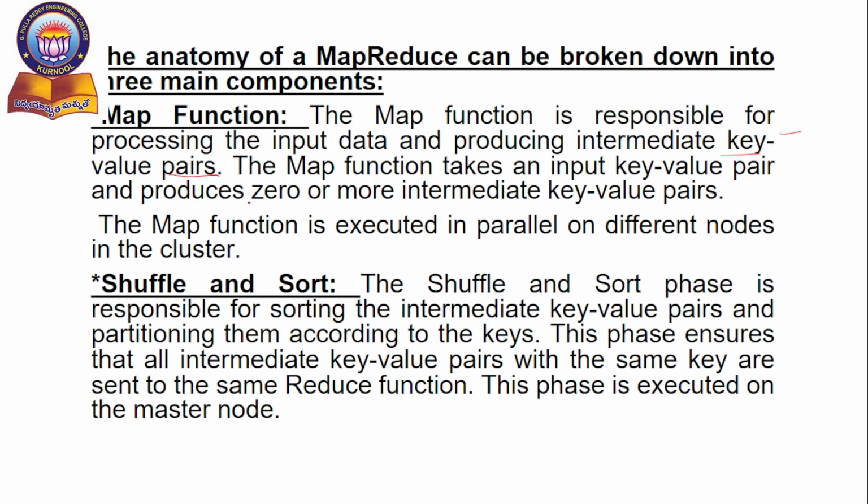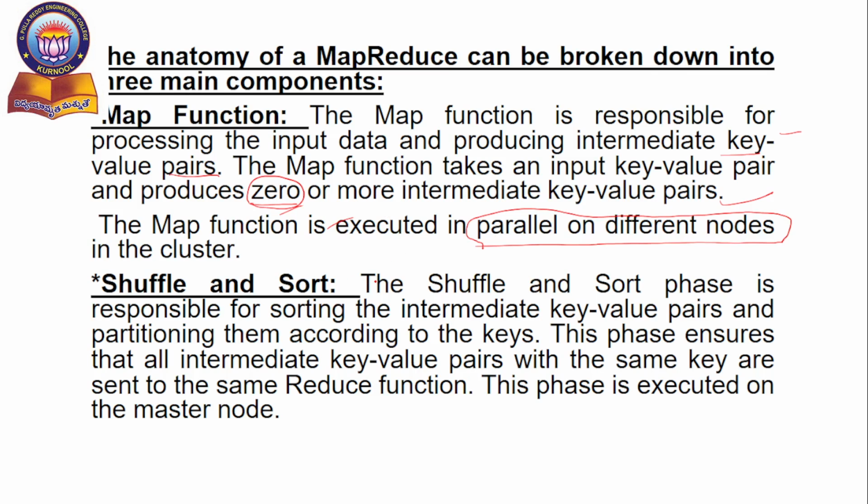So in certain cases, if there is no accurate data or proper data, it may generate 0 key value pairs, but it will be very rare. But more intermediate key value pairs will generally be generated after the mapper phase has been executed. The map function is executed in parallel on different nodes in the cluster. That is, based on the number of nodes we have in the cluster, all the mappers will work in parallel. Right. That is the map function.